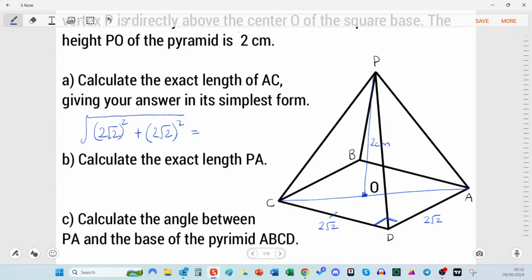2 root 2 squared. Okay, what do we got? We've got 4 times 2, that's 8. 8 plus 8 square rooted, which is root 16. Oh, nice. It's 4. This is all in centimeters. So we have our full length AC is 4. Let's write that properly. AC equals 4 centimeters.